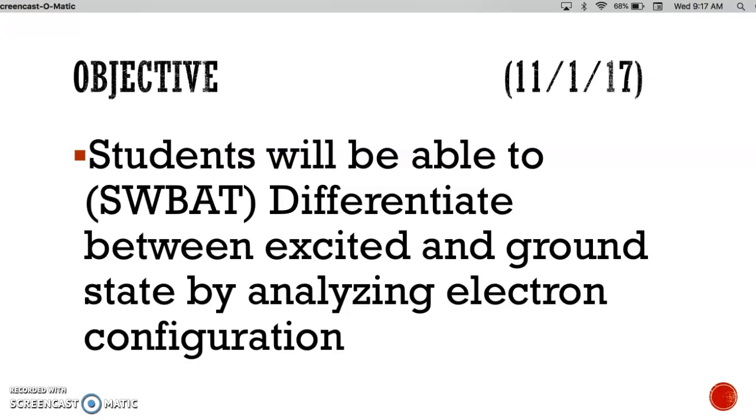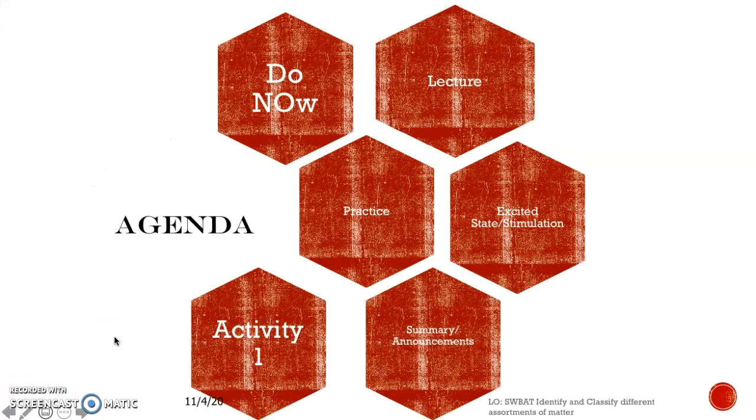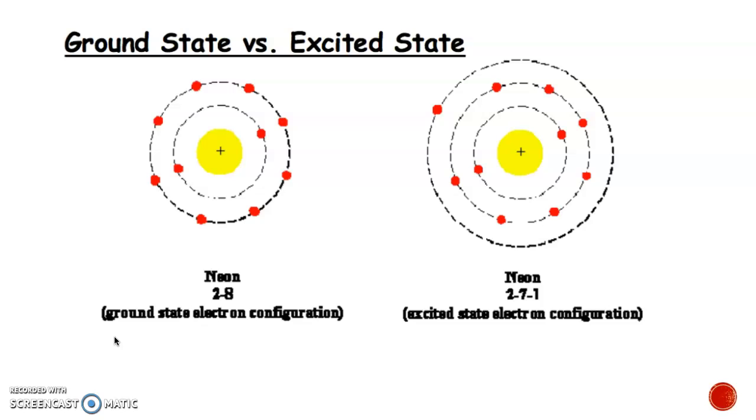All right, so today we're going to learn to differentiate between excited and ground state by analyzing electron configurations. Here's our agenda. We're probably not going to get to the simulation, but that's fine. We'll do a couple of experiments to help us out in the coming days, or we'll view a couple of experiments.